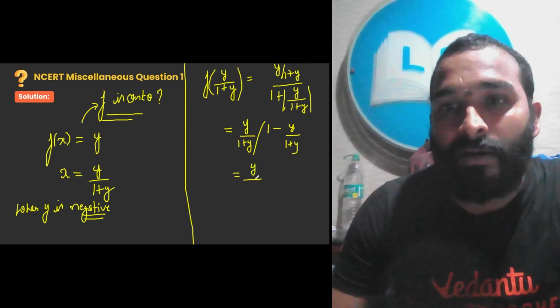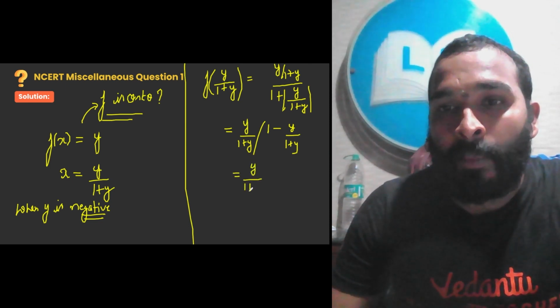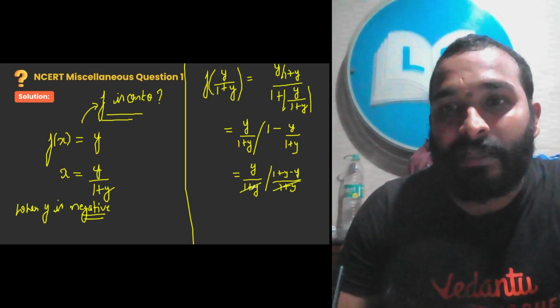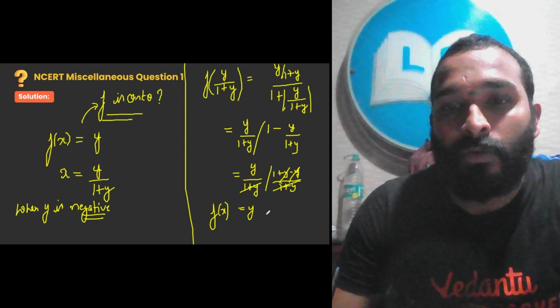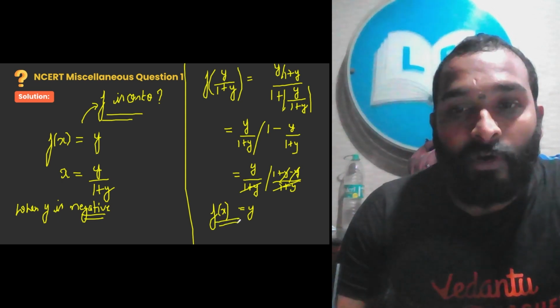Y divided by 1 plus y, okay, divided by, here it becomes 1 plus y minus y divided by 1 plus y, right, children? 1 plus y and 1 plus y gets cancelled. Y minus y gets cancelled. What is remaining here? You get f of x is equal to y. So what is the conclusion? F of x is equal to y we got when y is negative.